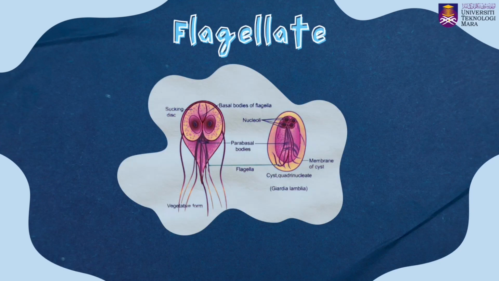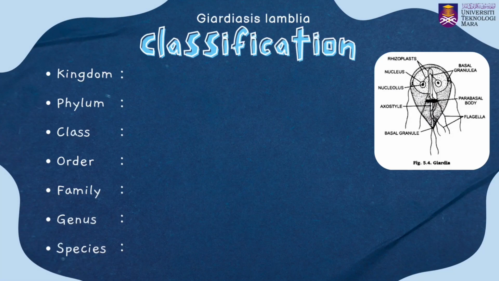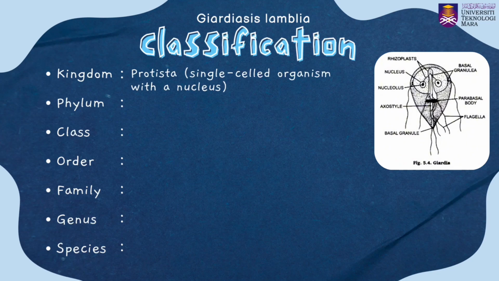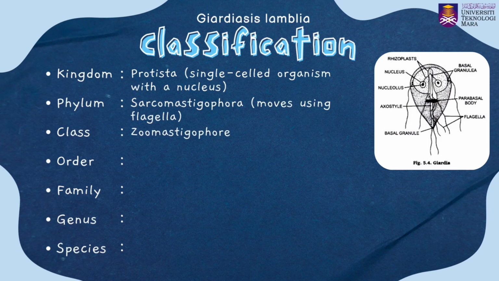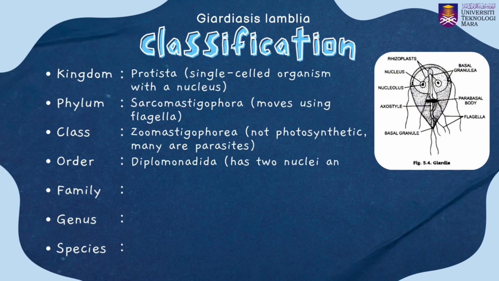Flagellates, Giardia lamblia. The classification of Giardia lamblia: kingdom Protista, a single-cell organism with a nucleus; phylum Sarcomastigophora, that moves using flagella; class Zoomastigophora, not photosynthetic, many are parasites; order Diplomonadida, has 2 nuclei and many flagella.